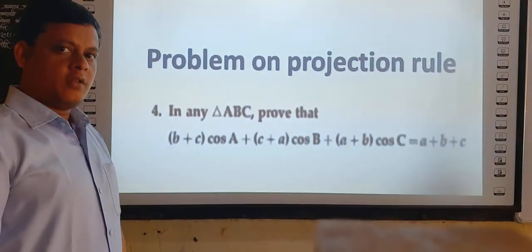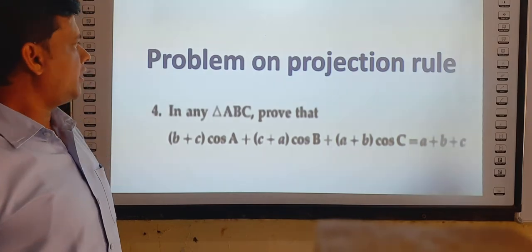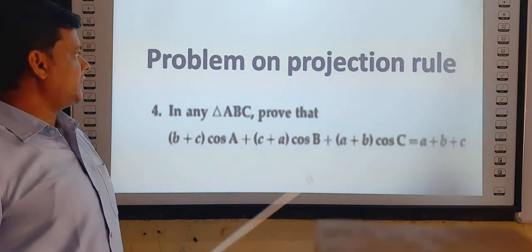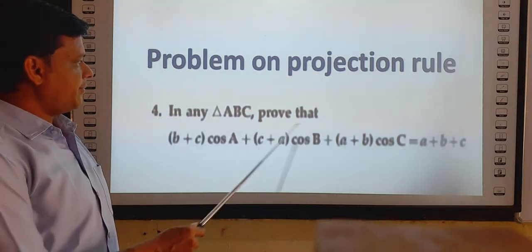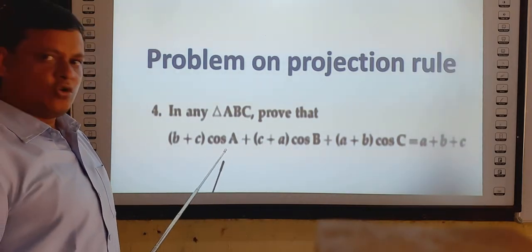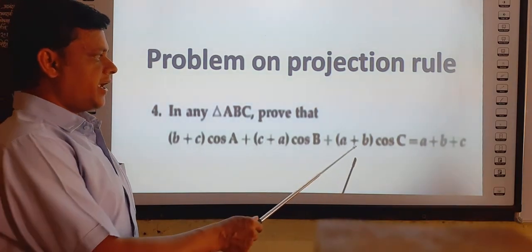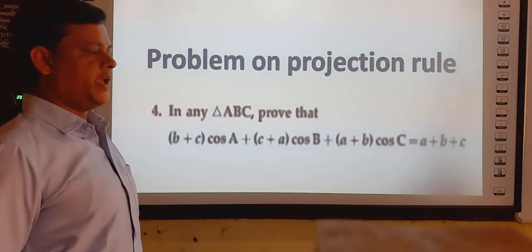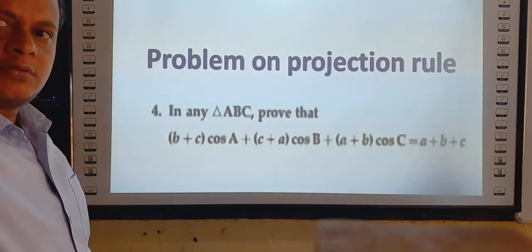Now we solve problems on sine rule and cosine rule. So we take one additional example, that is on the projection rule. In any triangle ABC, prove that (b plus c) cos A plus (c plus a) cos B plus (a plus b) cos C equals a plus b plus c. So we consider here the LHS.